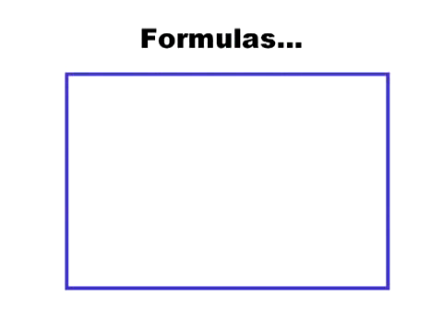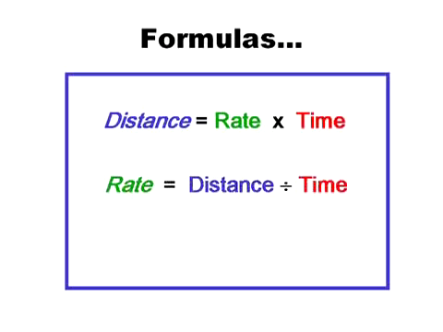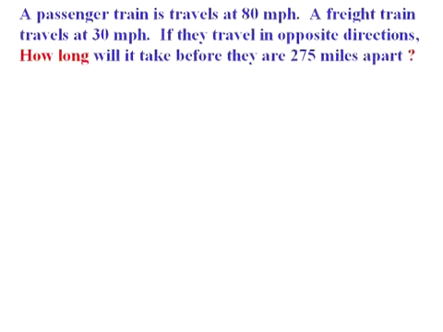Alrighty. So in general, the formulas are that distance equals rate times time. Rate is distance divided by time. And time is distance divided by rate. Now really, you don't have to memorize those. You can really kind of derive them if you just remember that distance is rate times time and then solve for the one that you want. Okay, let's do one.